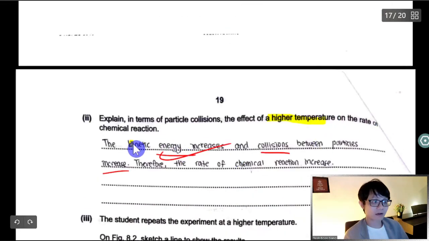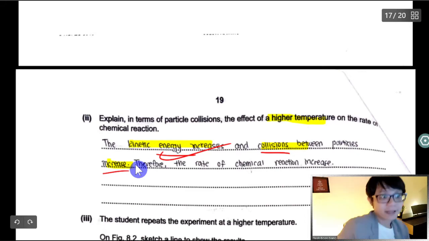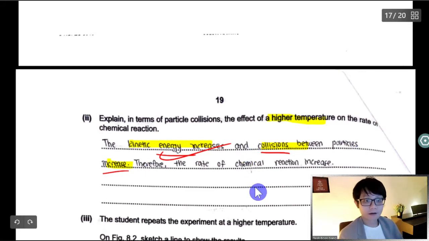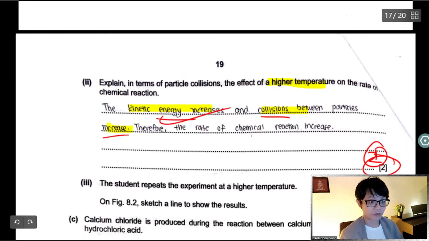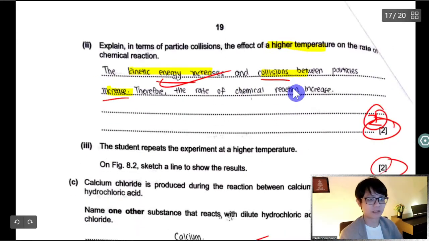Because if you got it right, kinetic energy will get 1 mark, because when you put in higher temperature, more heat, kinetic energy will increase, and this will increase the collision rate, the chances of collision, and therefore the reaction will be faster. So you get 2 marks for this question. Kinetic energy you must write. Collision you must write, already underline. Just make a sentence out of these keywords, then you got your mark.